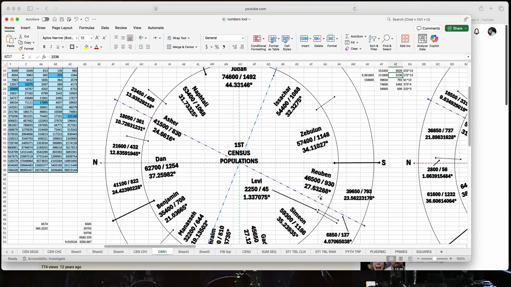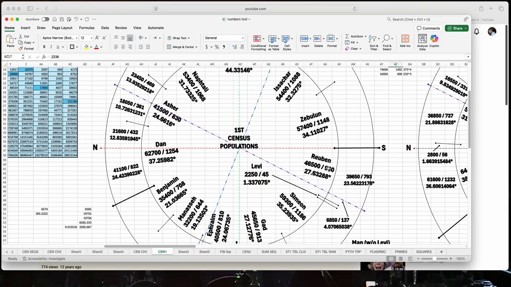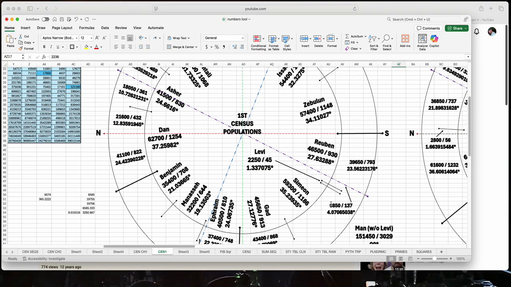And again, the difference here of 151,450 is going to be 6850. That reduces down to 137. That's going to be our number for the fine structure constant. Right, there's books written on 137 that you can go find.